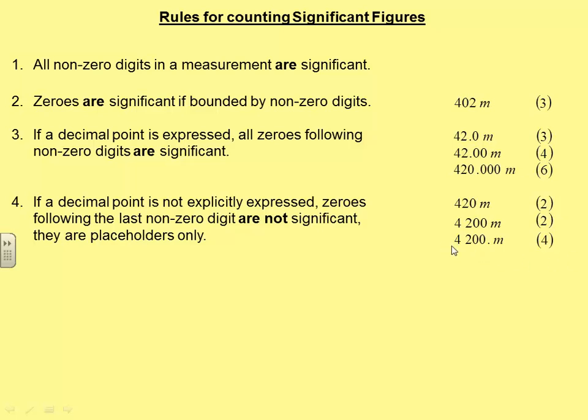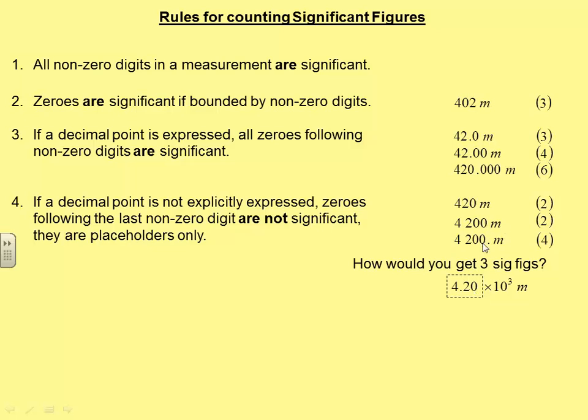So say we wanted to write 4,200 with 3 sig figs. We would write it as 4.20 times 10 to the third meters. Because when you write scientific notation, you only look at the first number, the number out in front, if you will. You don't look at the 10 to the third, doesn't count in the number of sig figs. That's talking about placeholders. So this is 3 sig figs, 4.20.